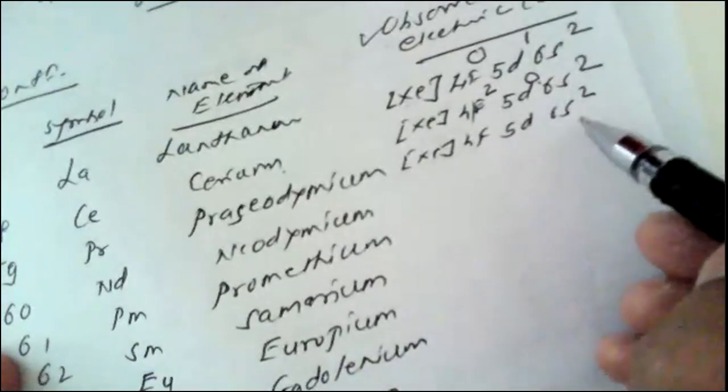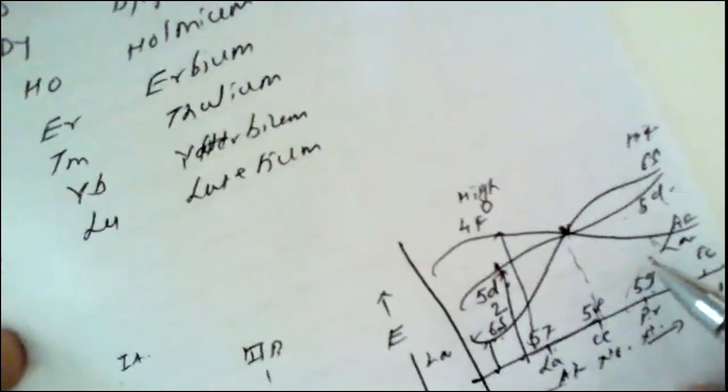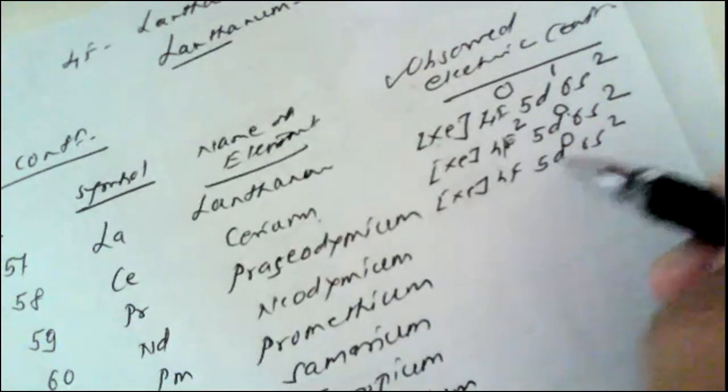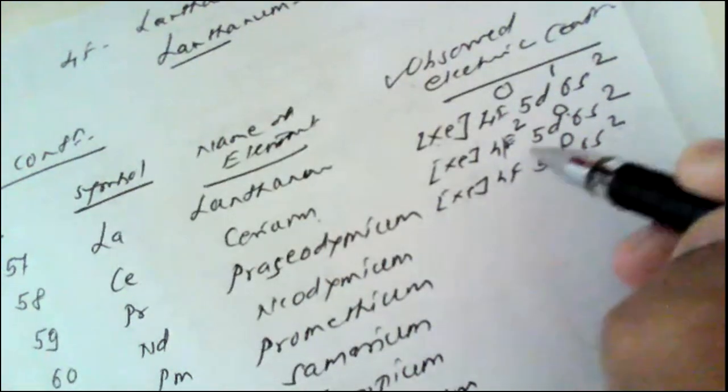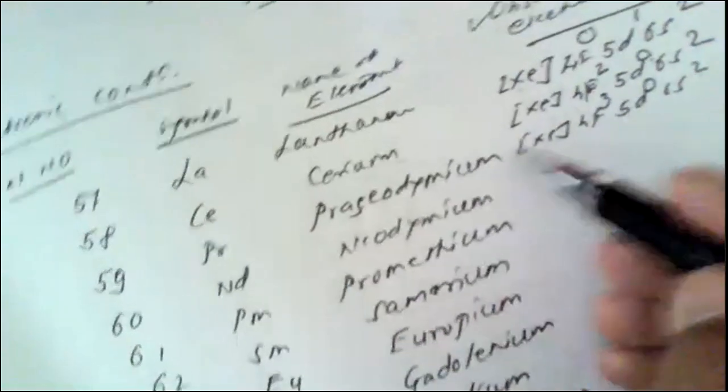No question about 6s. We write the 2 electrons directly. 5d0, because the 5d orbital has high energy as compared to 4f. So 5d0 and all the 3 electrons: 54 plus 2 is 56, plus 3 is 59. So all those electrons now enter the 4f orbital.